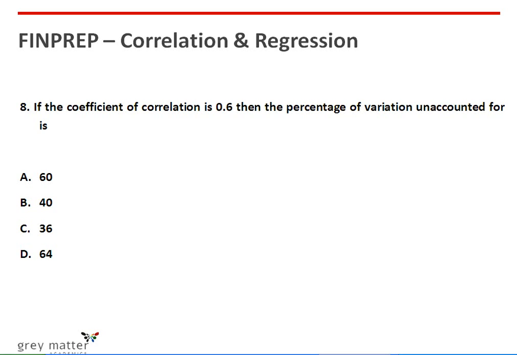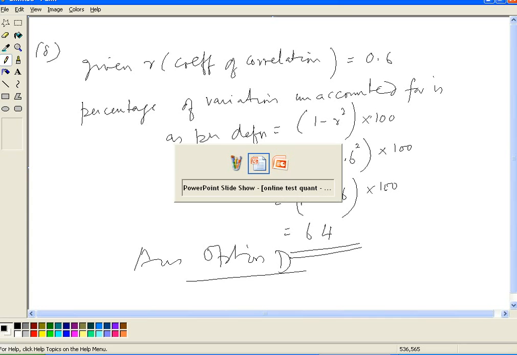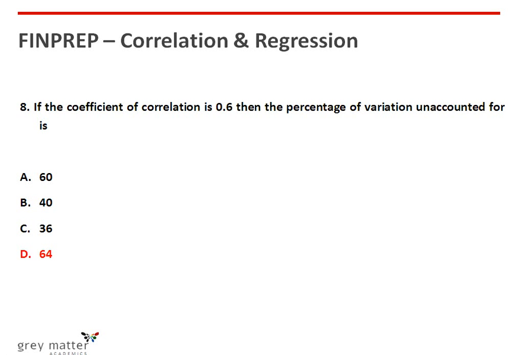Eighth question, if the coefficient of correlation is 0.6, then the percentage of variation unaccounted for is, going to our work area. Given R, which is nothing but the coefficient of correlation, is 0.6, the percentage of variation unaccounted for, as per definition, is equal to (1 minus R squared) multiplied by 100, expressed in percentage. Which works out to 64%. So the answer is option D. Going back to our PowerPoint presentation, it is option D, which says it is equal to 64.